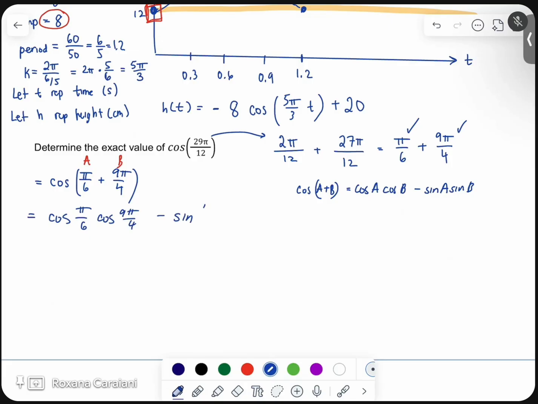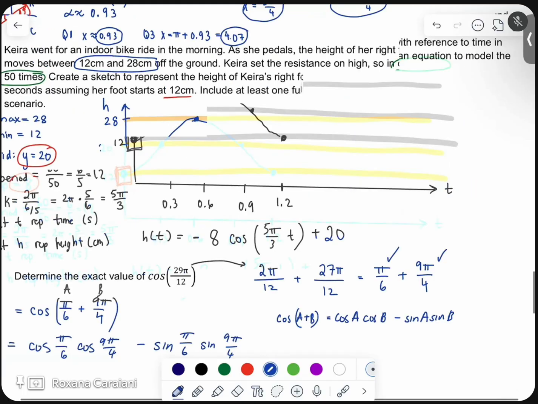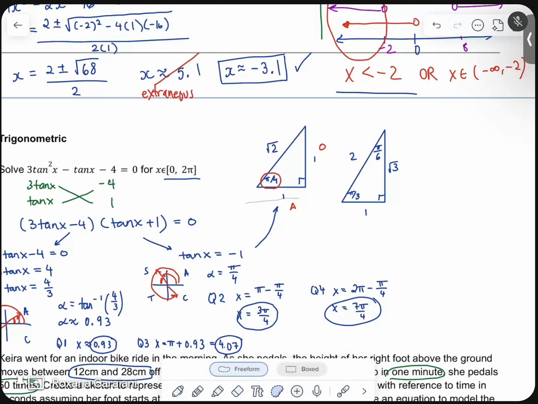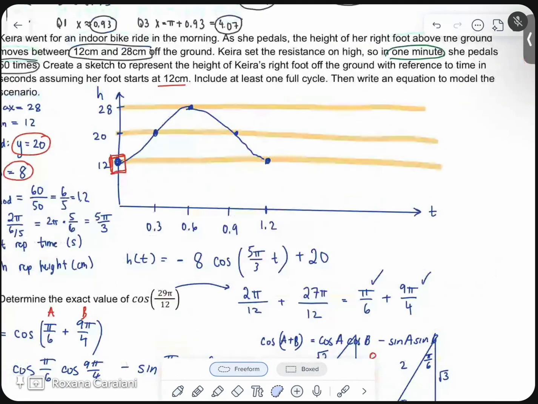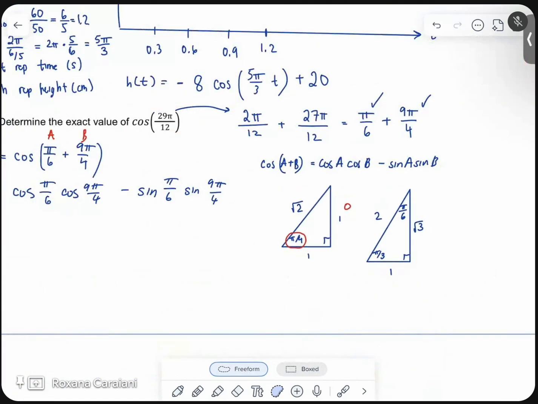So I'm just going to set everything up. And I'm just going to bring those special triangles from above down for us. There we are. All right.